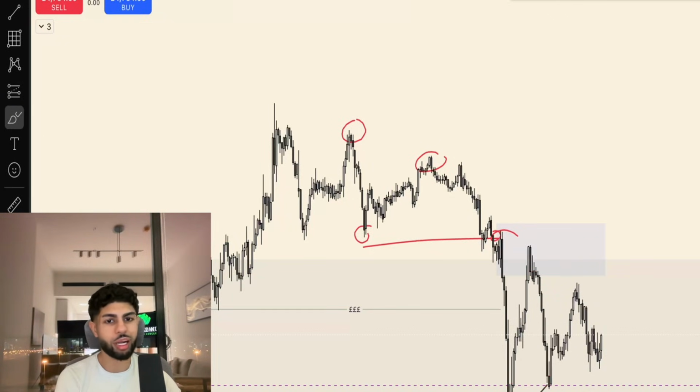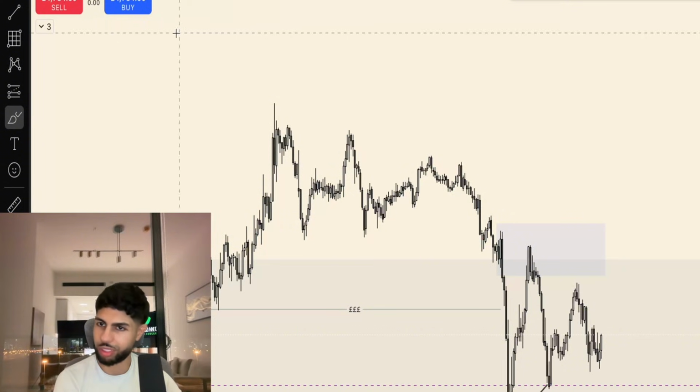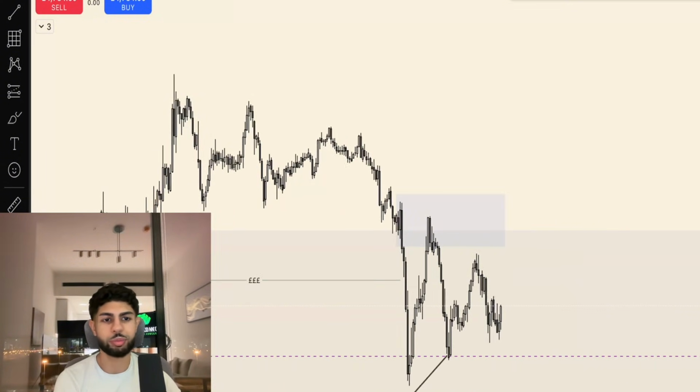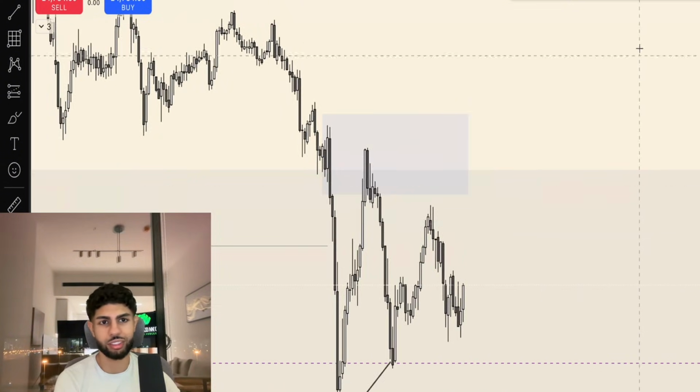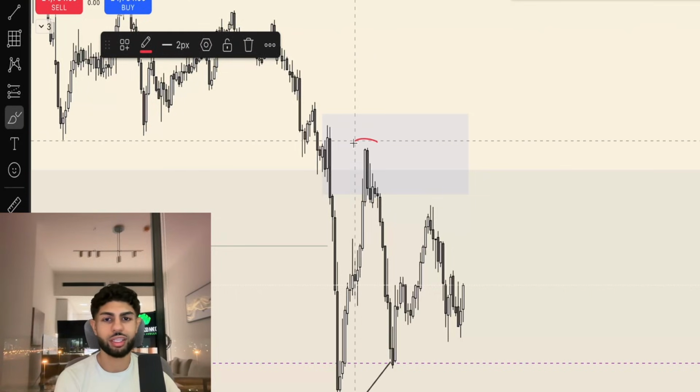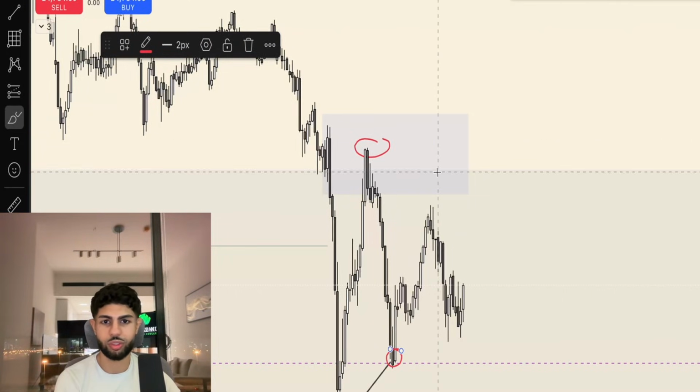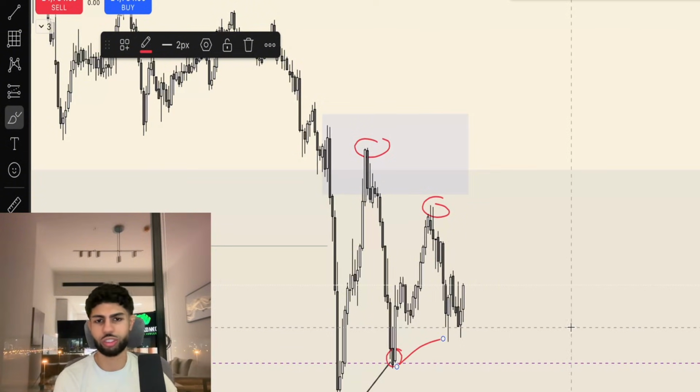Doesn't mean I'm getting a buy. It means I'm getting a sign. Demand is potentially stepping in here. Buyers are potentially getting excited. This high, so it's struggling to make a new low. What about this high? Well, this high now is also struggling to make a new low.